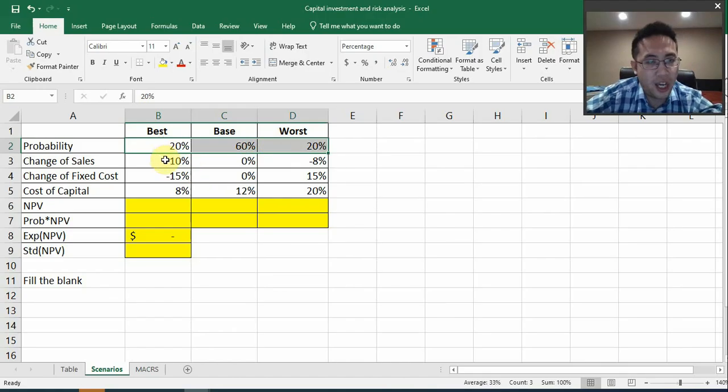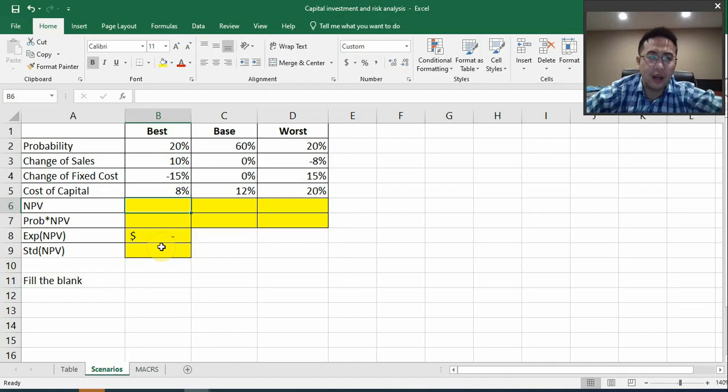Under each case, you would have a different level for price, for sales, for fixed cost, and also for cost of capital. You are going to calculate the NPV under each case, and then you're going to calculate the expected value of NPV and the standard deviation of NPV, and so on. All right, I think the best way to do this is to use the scenario analysis of Excel.